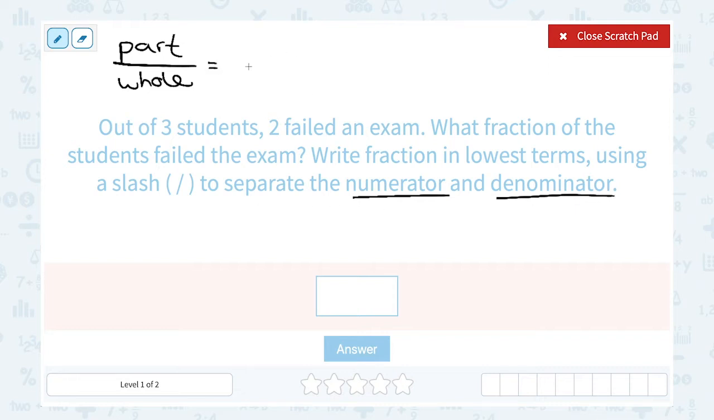So when they say out of 3 students, out of means that that's our total number. So out of a whole of 3, 2 failed the exam. So 2 is the part of the class that failed, or the part of our group that failed. So our fraction would be 2 out of 3, right? 2 students failed out of a total of 3 students that took that exam.